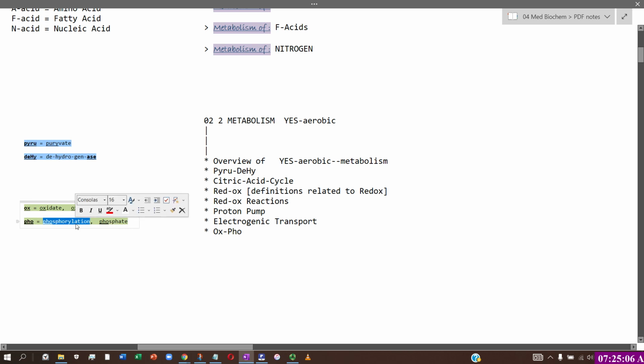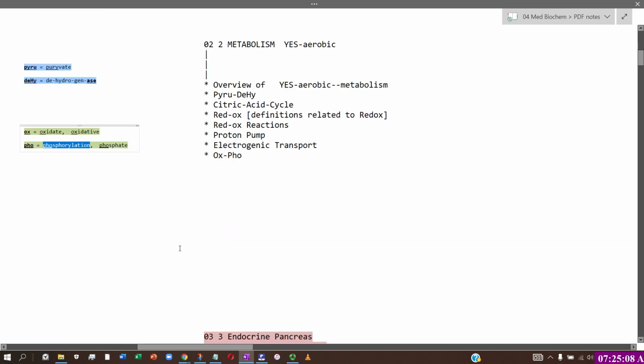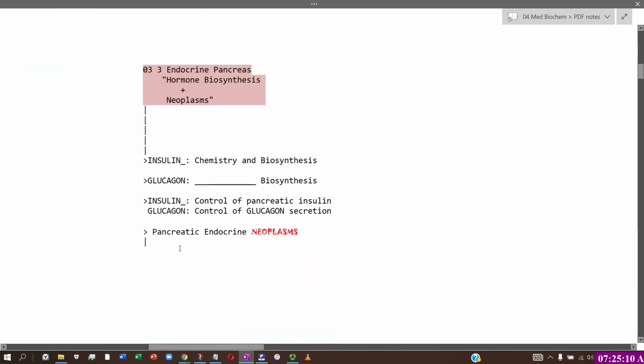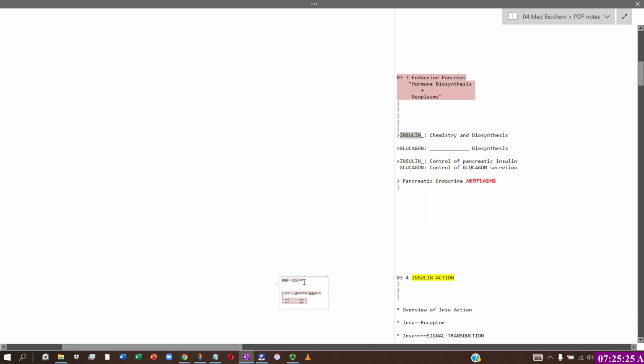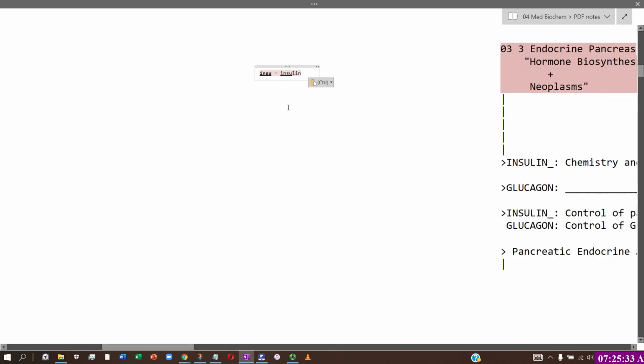And next up is the proton pump, followed by electrogenic transport, and then OXPHO, which is my shorthand for oxidative phosphorylation. Moving on to PDF number 3, it's titled Endocrine Pancreas, Hormone Synthesis, and Neoplasms. The first subtopic is insulin, and my shorthand notation for that is INSU, just the first 4 letters, so I'll copy that here. INSU is insulin.